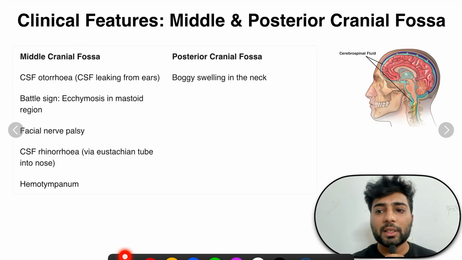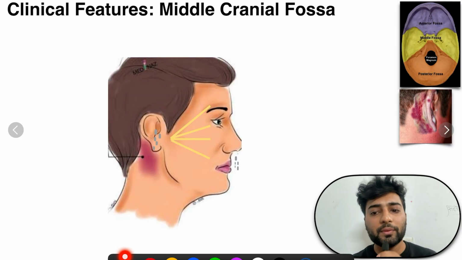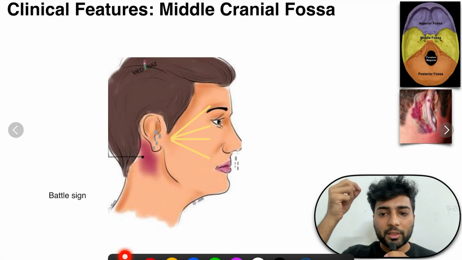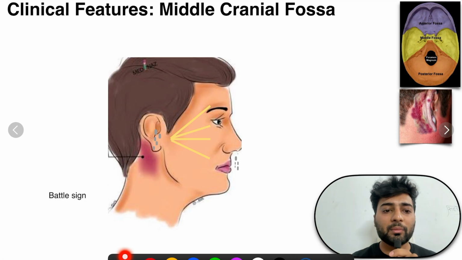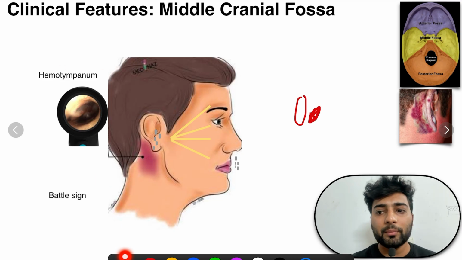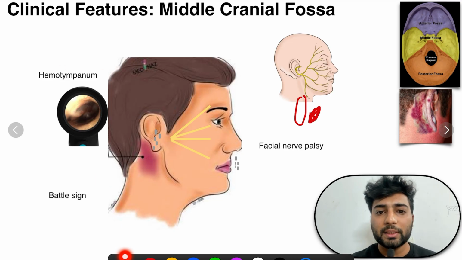The middle cranial fossa clinical features, learn this with the help of this diagram. The first is the Battle sign. The anterior cranial fossa had what? Ecchymosis near the eye because the blood was coming at this eye. In the same way here the blood is coming at the mastoid process. So we have Battle sign, which is the ecchymosis at the mastoid. Second is hemotympanum. Let's say this is a tympanic membrane. Behind this tympanic membrane there is a blood clot, which is called hemotympanum. The first feature is Battle sign, second is hemotympanum, third is facial nerve palsy.